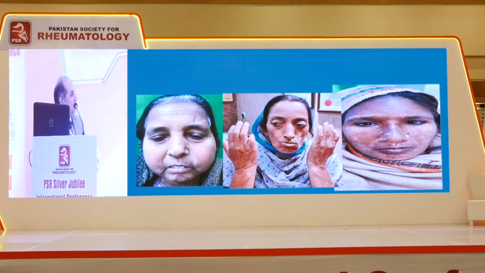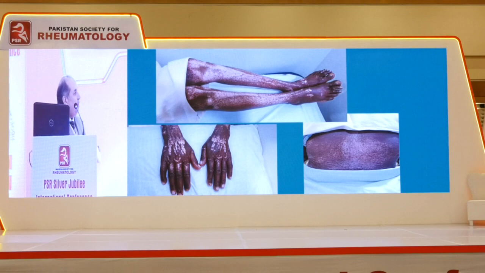Then here there is persistent pruritus due to fibrosis. There are contractures of the fingers, microstomia, mask-like face, loss of wrinkling, difficulty in inversion of the eyelids if you try. These are classical signs of scleroderma on the face.